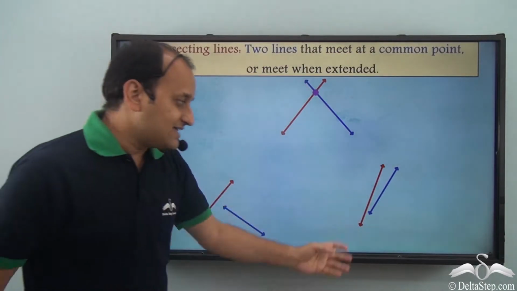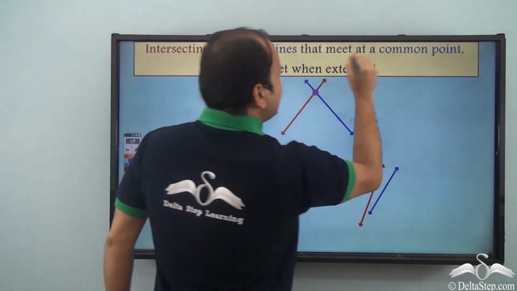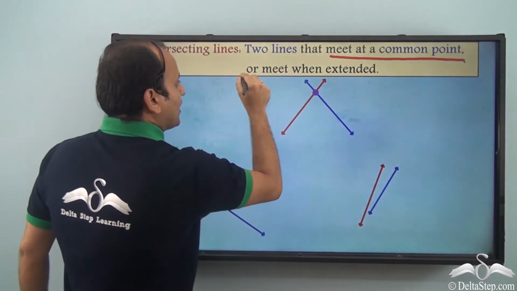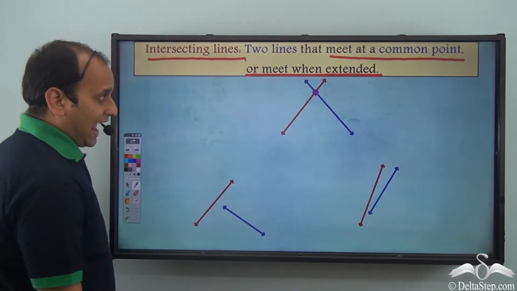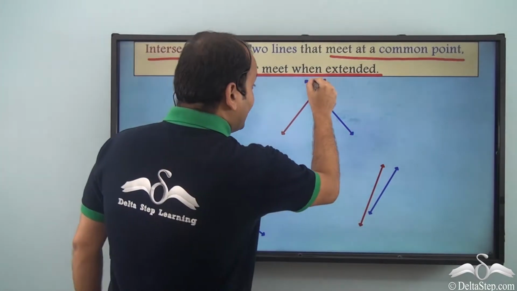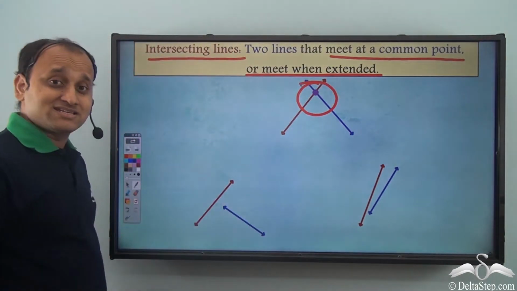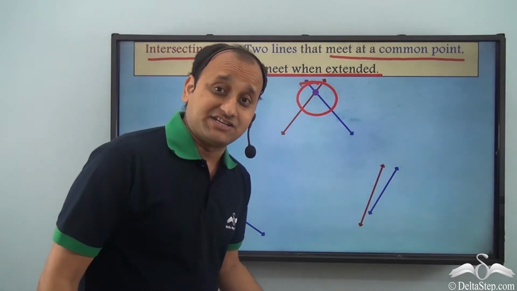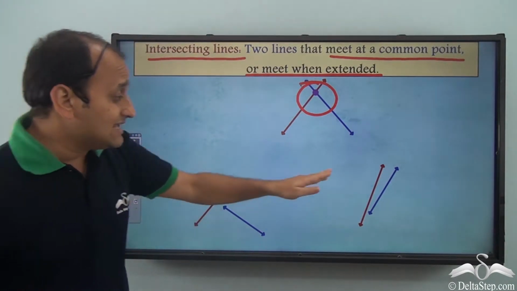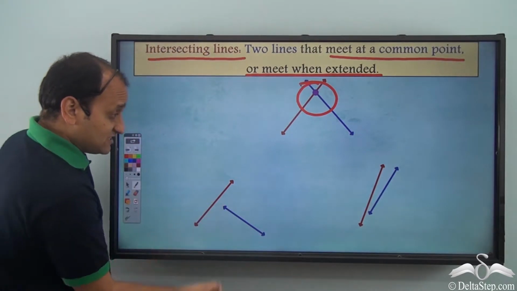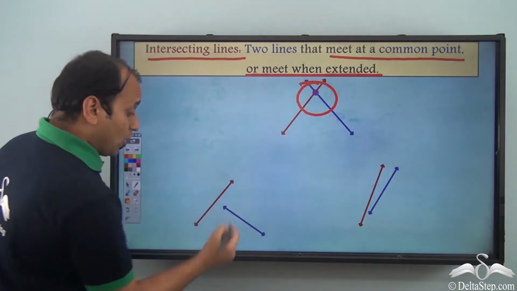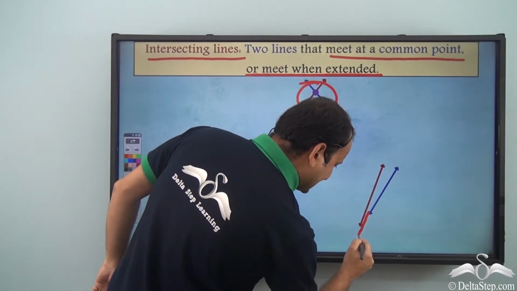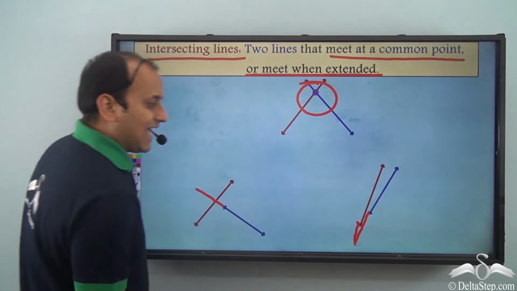Because such lines which meet at a common point or meet when extended are called intersecting lines, and the point where they meet is called the point of intersection. So you see, all these lines, whether they are visibly intersecting or not, will always be called intersecting lines, because finally on extension they will meet at a point.